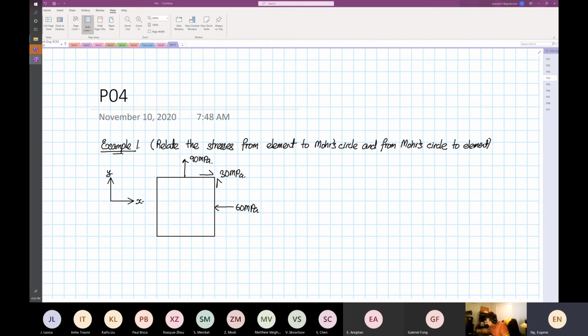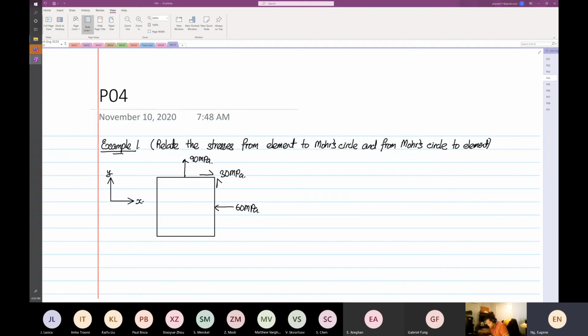So what we're going to do here on this question is we're going to find the principal stresses. Okay, we're going to find the principal plane. Then we're going to find the maximum in plane shear stress, and we're going to find the orientation of the element. We're going to draw the orientation of the element.